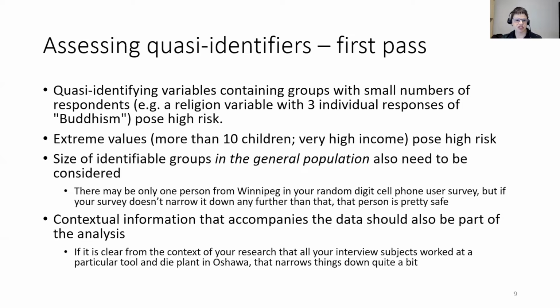And again, contextual information that accompanies the data should also be part of the analysis. If it's clear from the context of your research that all your interview subjects worked at a particular tool and die plant in Oshawa, that narrows things down quite a bit. Or if you've only got one person from Winnipeg in your survey, but it's not actually a random population survey, but a survey of NHL referees, that also narrows things down quite a bit. You can never consider a data set in isolation from the contextual information that comes with it.